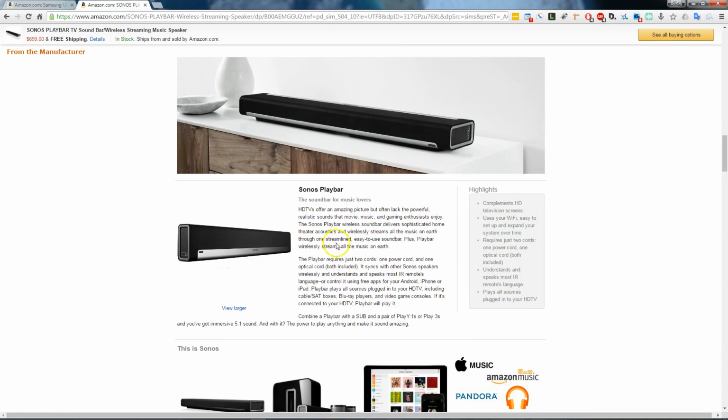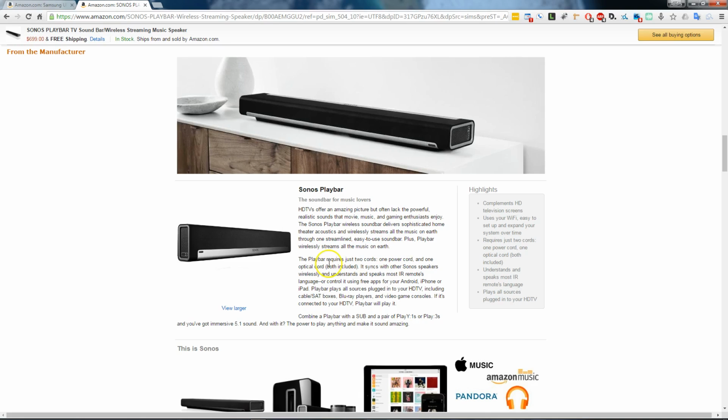Let's continue. All the music on Earth through one streamlined, easy to use soundbar. Easy to use. No one wants to waste 3 hours reading an instruction manual. Believe me, we've all had that experience. Plus, Playbar wirelessly streams all music. This can be deleted. This is repetitive, so this doesn't need to be here.